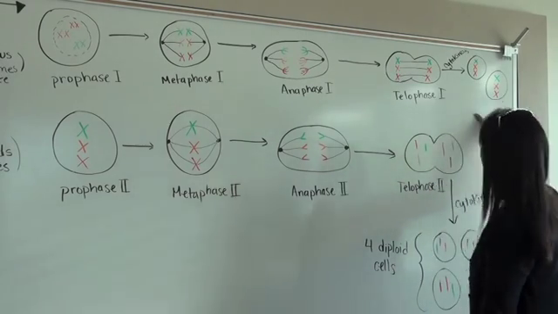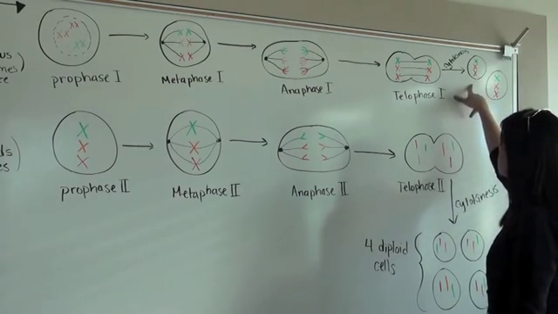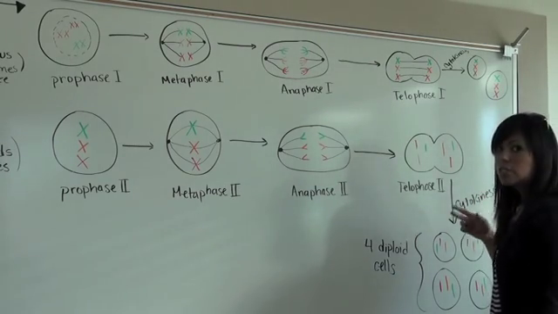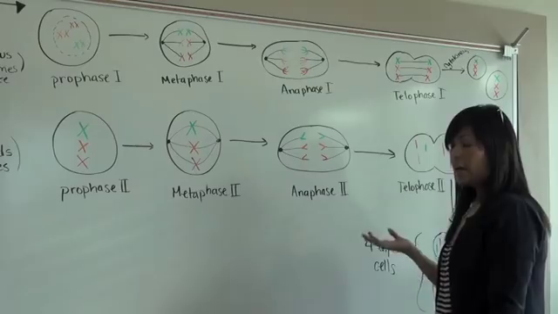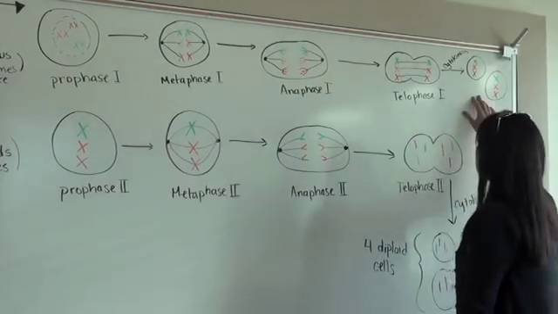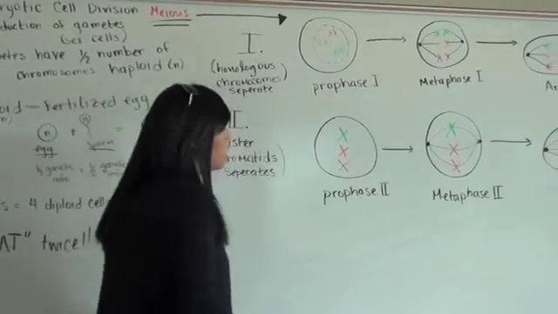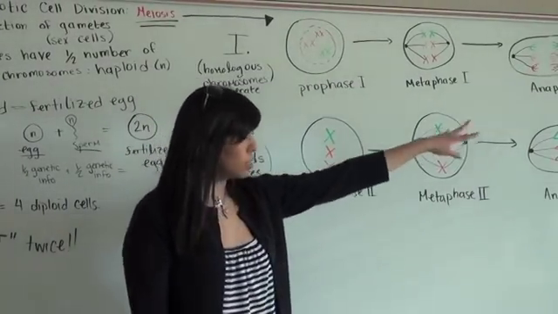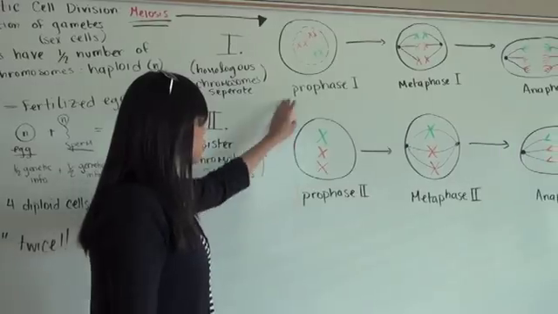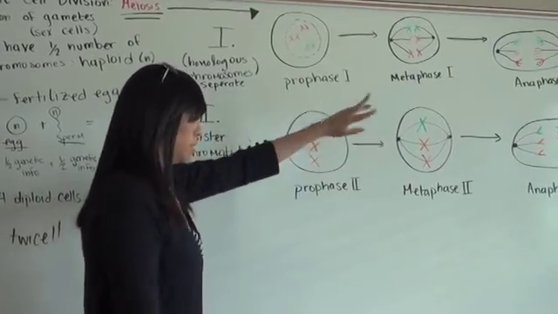Now these 2 cells are going to divide as well to then make haploid cells. So I'm going to go over here, and now we're going into meiosis 2. I only drew an example for one of the 2 cells that were made. So this is just one of the 2.